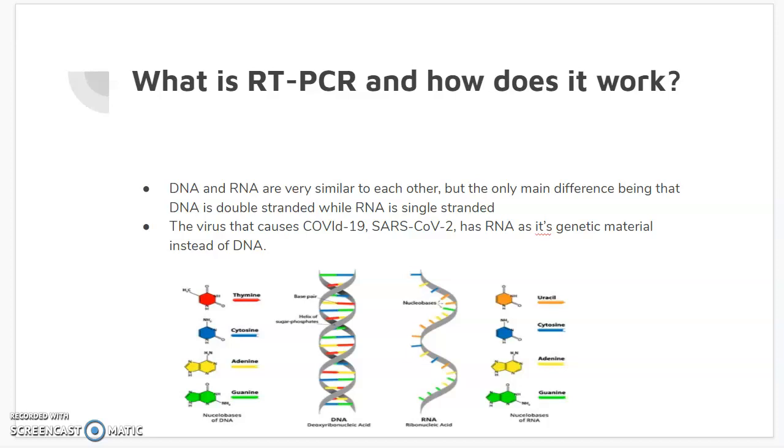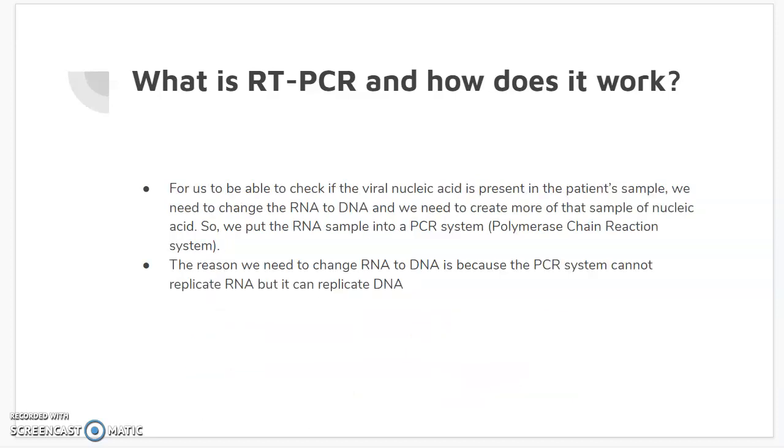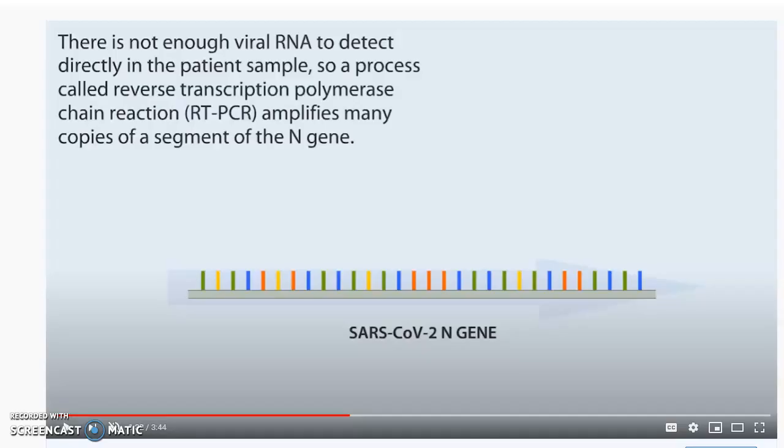The virus that causes COVID-19, SARS-CoV-2, has RNA as its genetic material instead of DNA. For us to be able to check if the viral nucleic acid is present in the patient's sample, we need to change the RNA to DNA, and we need to create more of that sample of nucleic acid. So we put the RNA sample into a PCR system, which stands for Polymerase Chain Reaction System. The reason we need to change RNA to DNA is because the PCR system cannot replicate RNA, but it can replicate DNA. So now we will go on, I'll show you a video about this.